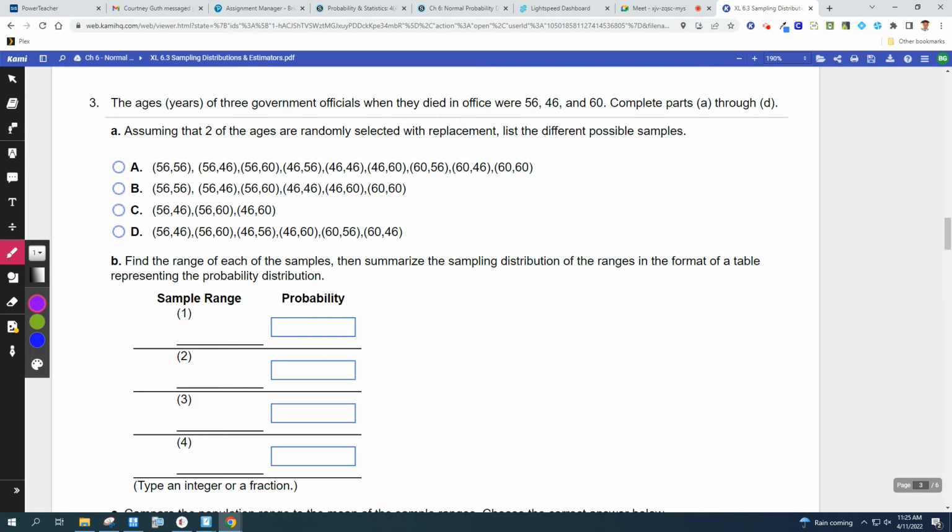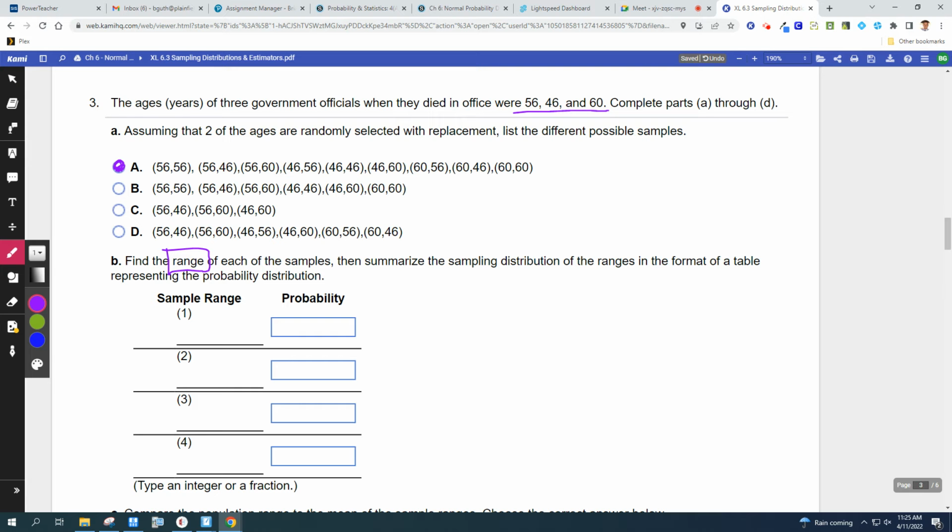Number 3. Okay. This time it's the same deal, except we're going for range. So it's exactly the same thing, except we're talking about range. We want to do these things 2 at a time with replacement. It's going to end up giving you 9 examples. It's kind of the same thing.